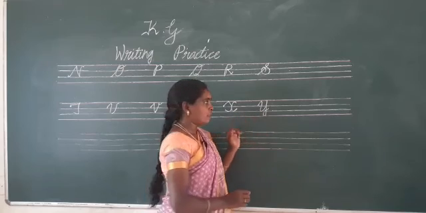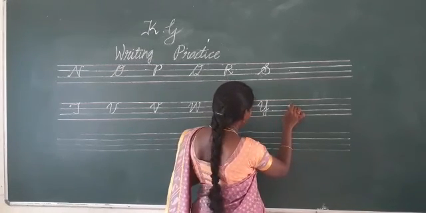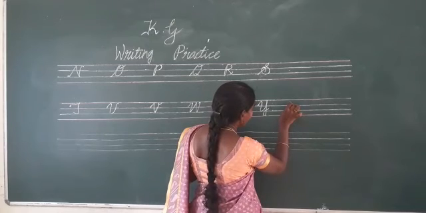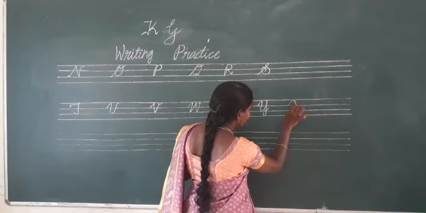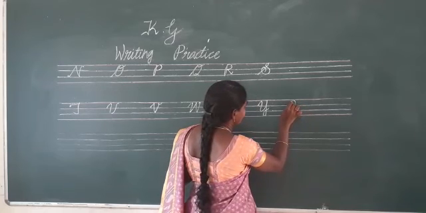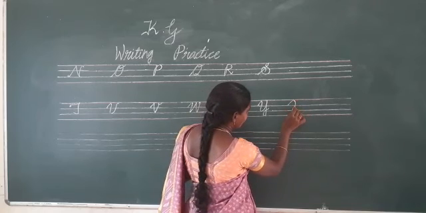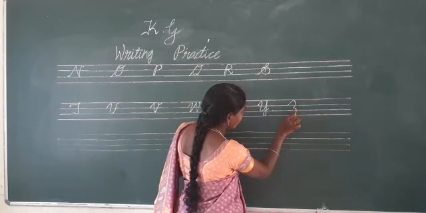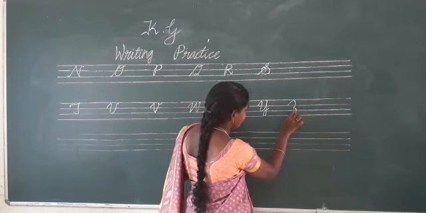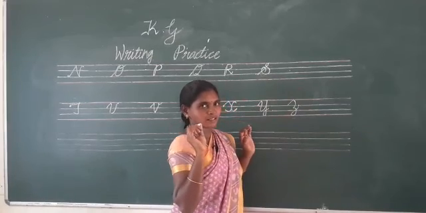Is it clear? Then next letter is Z. The same way, start from here and come down and half curve like this. A slanting and a half curve. It ends here and then one more curve. Come down to the bottom of the line and just draw a small loop. This is letter Z.